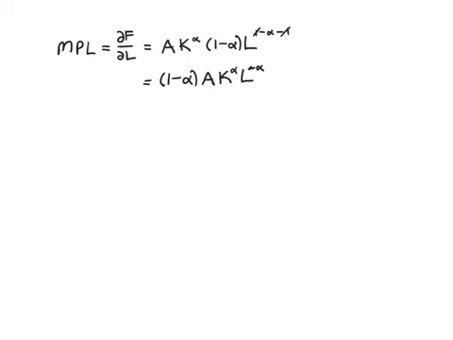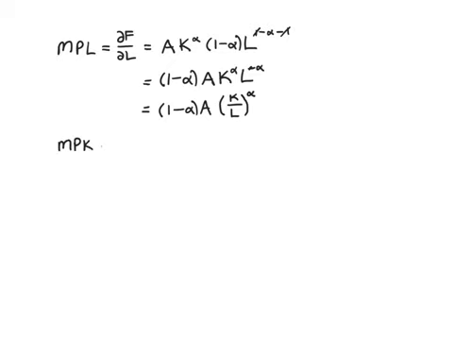This is fine if we just left it like this. I think this is the way you'll see it in most textbooks, but we can group terms a little bit, and I think it's instructive. So we'll have 1 minus alpha times A, and since the K to the alpha and the L to the minus alpha essentially have the same exponent, we can group them together by our rules for exponents, and we see it's K over L to the alpha. So it's like a ratio of capital to labor. That's kind of interesting. We'll come back to that point in a second.